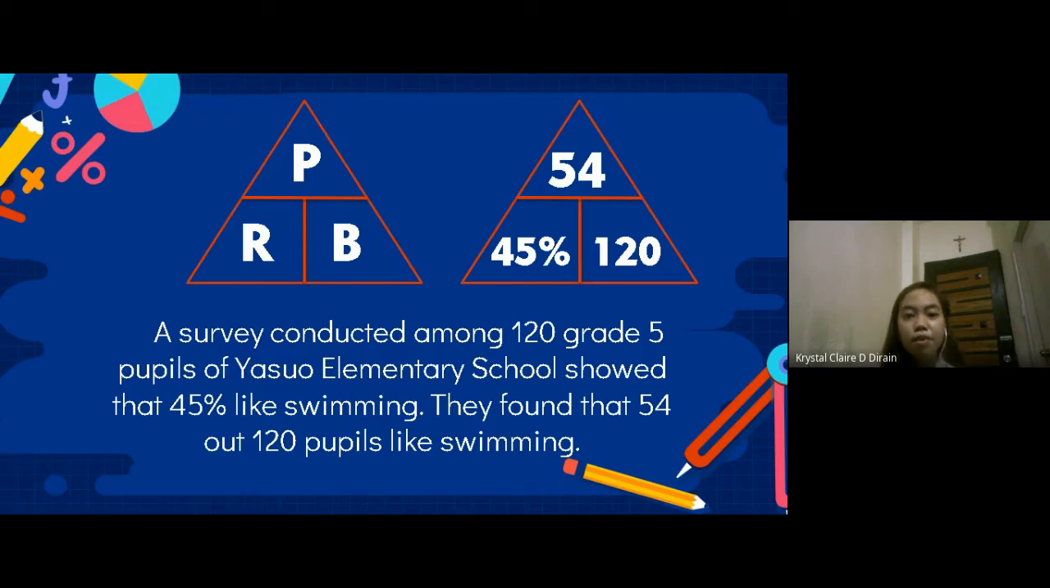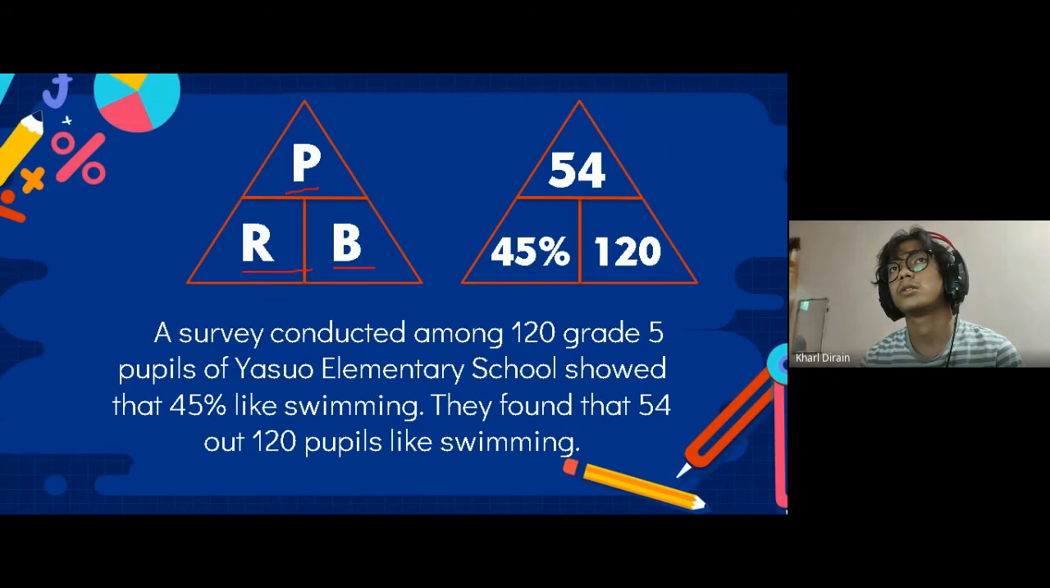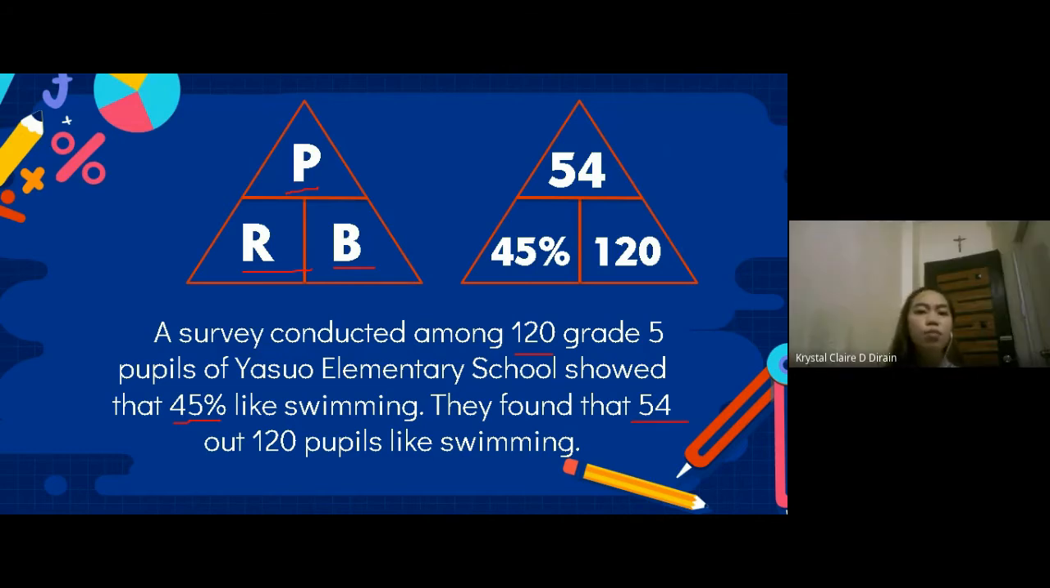A survey conducted among 120 grade 5 pupils of Piazza Elementary School showed that 45% like swimming, and they found that 54 out of 120 pupils like swimming. Can anyone identify the percentage, rate, and base based on what we have discussed on the previous slide? Ma'am? Okay, go ahead. Ang rate po is yung 45%. Ang base po ay 120 and then ang percentage po ay 54. Okay. So how did we come up with the percentage na 54?